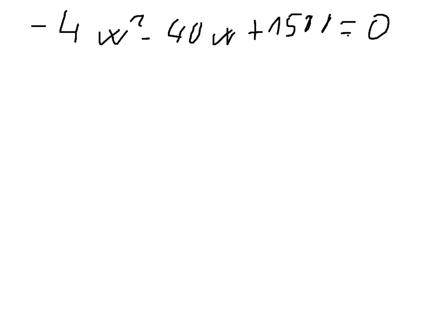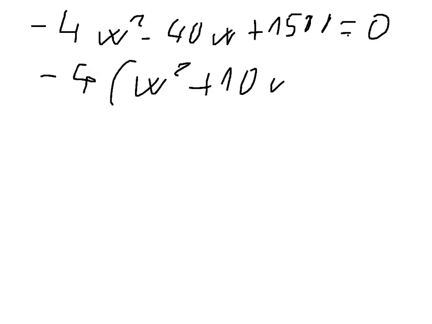Then we factor out minus 4. Minus 4 multiplied with W squared plus 10W minus 375 in parentheses equals 0.